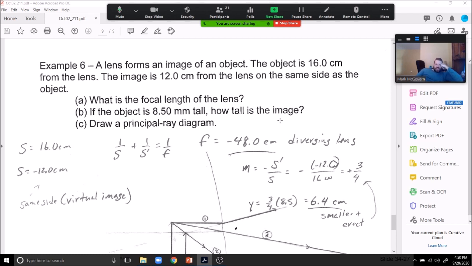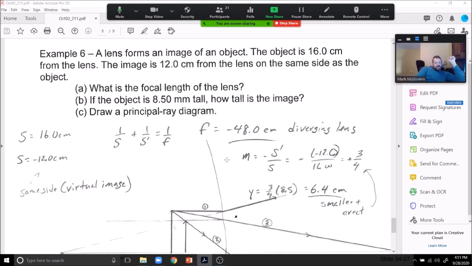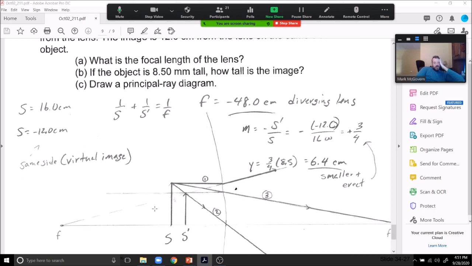The object distance is a positive 16. The image distance, we're on the same side as the object? That's a virtual image. That's a negative 12. Positive 16, negative 12. Well, let's find out what our f value is. We're going to put it through the equation here. We end up with a negative 48 centimeters. We've got a divergent lens. That's how you know, it comes out negative. So we're within the focal length here.